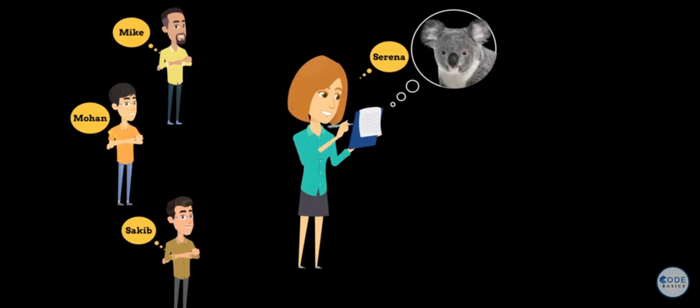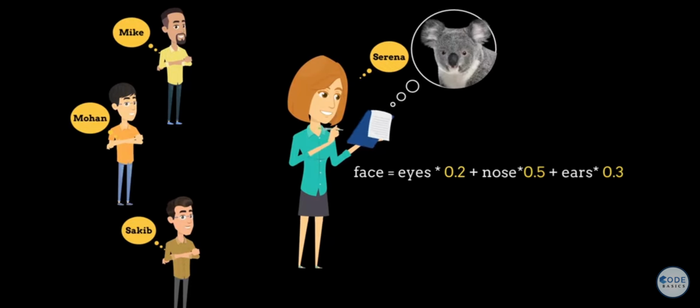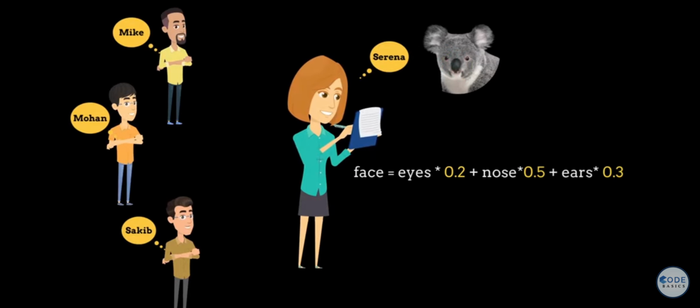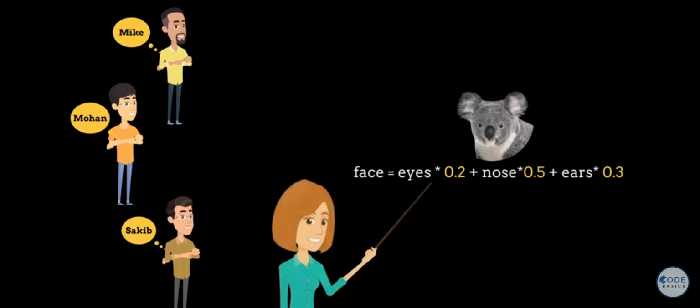And she can use a formula like this, because if you look at a koala, the nose in a koala is very prominent. A koala's nose is very different from other animals. So if there is a prominent feature, then you can give that more weightage. And Serena can derive this formula for detecting the face, and based on the scores that Mike, Mohan and Sakib give, she will simply use this formula and tell you whether the image has a koala's face or not.